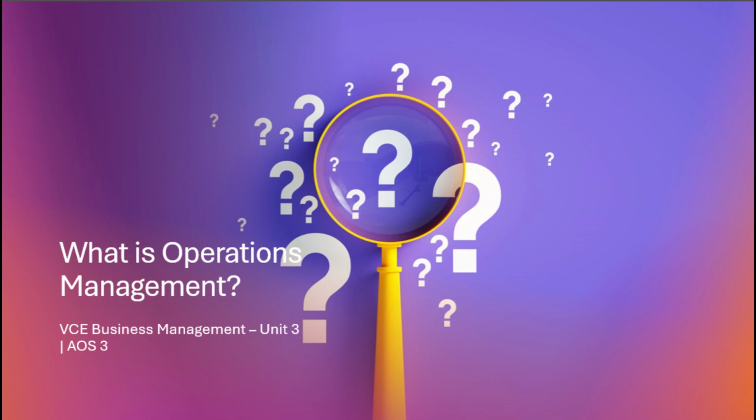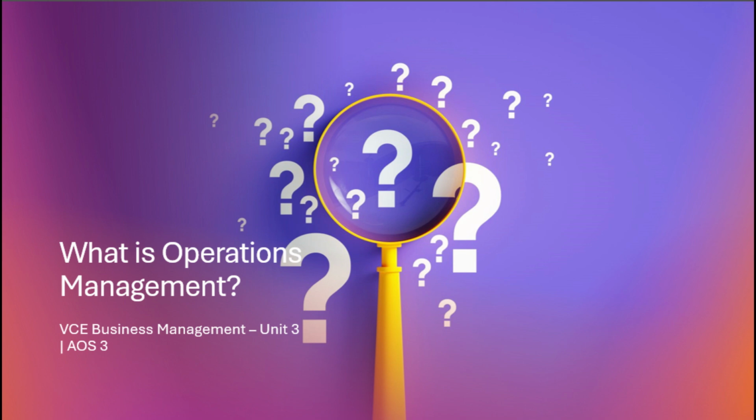Welcome to the first core video in our Operations Management series for Unit 3, Area of Study 3 in VCE Business Management. In this video, we are going to explore what operations management actually is, and why it's so important to business success. If you've ever ordered a product online, had a meal at a restaurant, or downloaded a service on your phone, you've experienced the output of operations. But behind that output is a whole system of planning, people, processes, and resources that need to work together, and that's what operations management is all about.